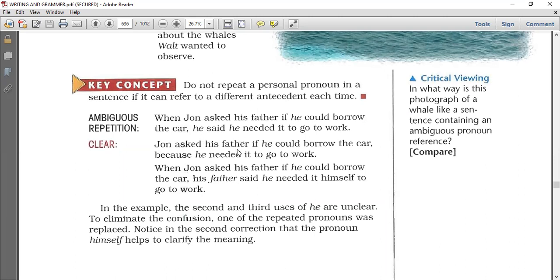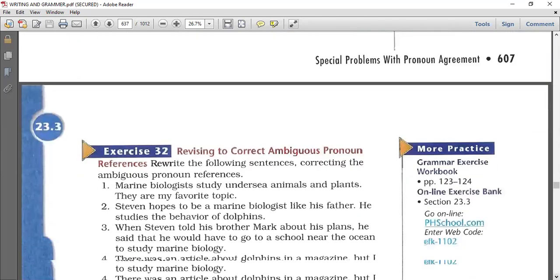John asked his father if he could borrow the car. Of course, the first he refers to John, because he needed it to go to work. It's clear here. When John asked his father if he could borrow the car, his father said he needed it himself. He here refers to his father, to go to work. In the example, the second and third uses of he are unclear. To eliminate the confusion, one of the repeated pronouns was replaced. Notice in the second correction that the pronoun himself helps to clarify the meaning. He needed it himself to go to work. Of course, this is the father, not John. Let's move on to the exercise.